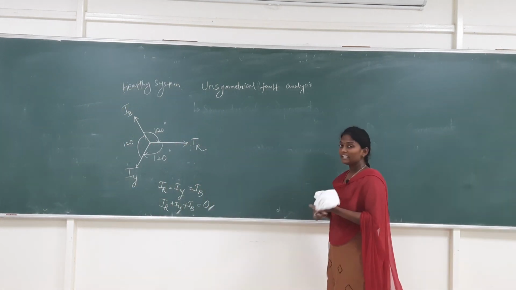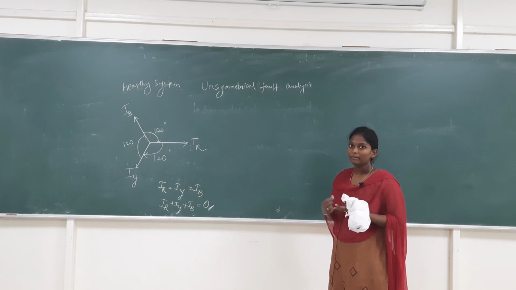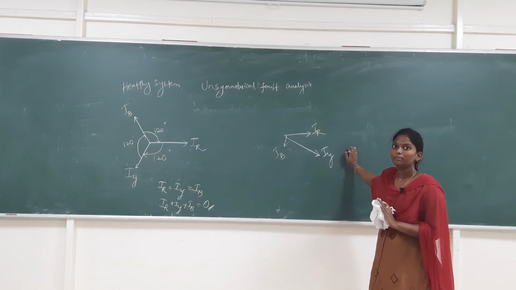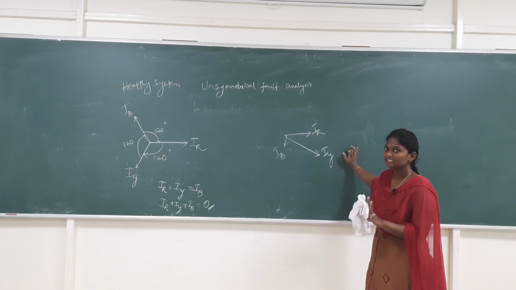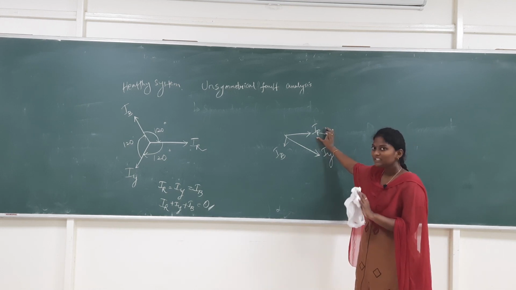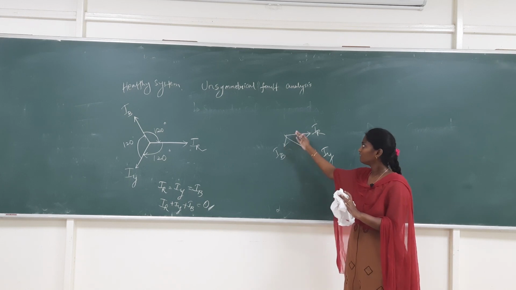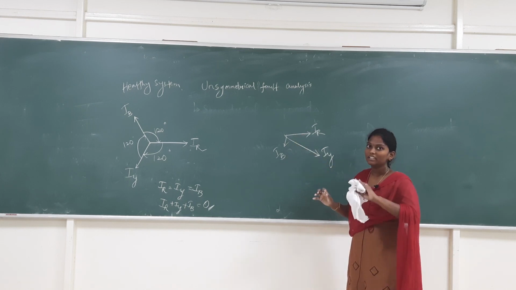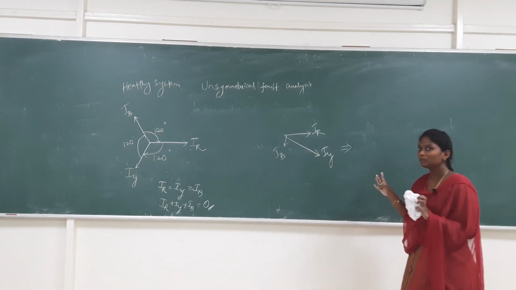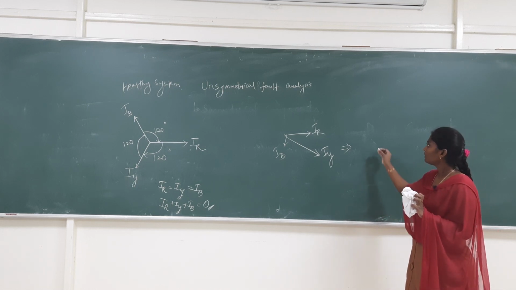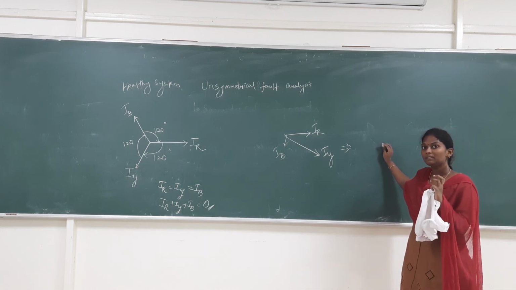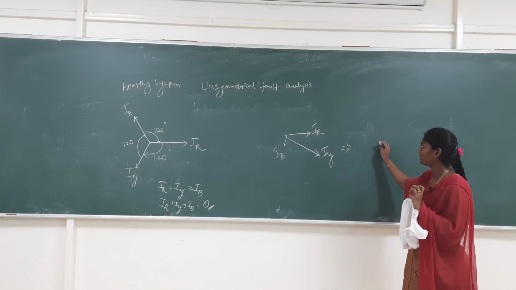Unbalanced means different amounts of current may flow. This is the perfect example of an unbalanced system. Here the magnitude of IR is not equal to IY, which is not equal to IB, and the phase shift is not 120 degrees. In that case I have to use symmetrical components: positive, negative, and zero sequence components.